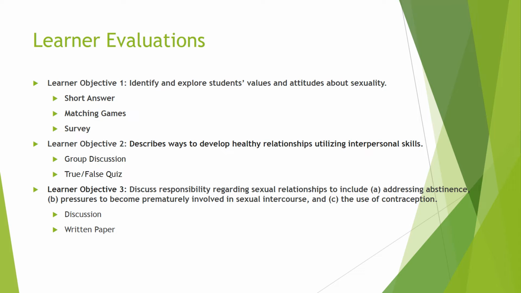Learner evaluations. For the first learning objective, identify and explore students' values and attitudes about sexuality, we use evaluations such as short answer, matching games, and surveys. For the second objective, describe ways to develop healthy relationships utilizing interpersonal skills, this consists of group discussions and true and false quizzes. The third learning objective is to discuss responsibility regarding sexual relationships, to include addressing abstinence, pressure to become prematurely involved in sexual intercourse, and the use of contraception. Discussions as well as written papers are used for this objective.